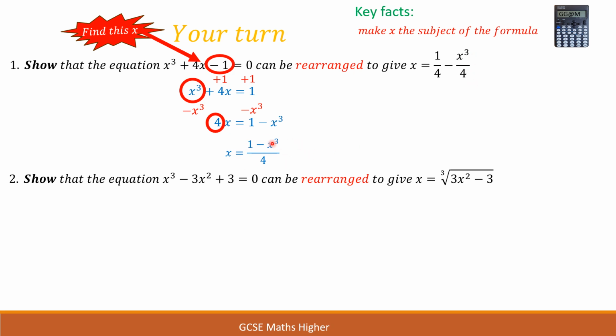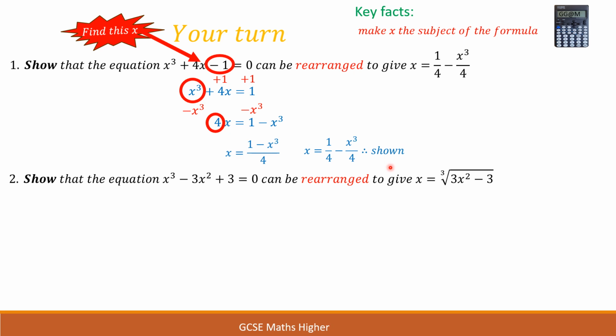So this is one fraction, but in the answer I've got two fractions. So we can just separate this into two separate fractions. I can divide the 1 by the 4 and I can divide the minus x cubed by the 4 to write it out separately, to show that you've got this answer here. So just separating out your fractions, these two things are exactly the same. Give yourself a tick if you managed to show.